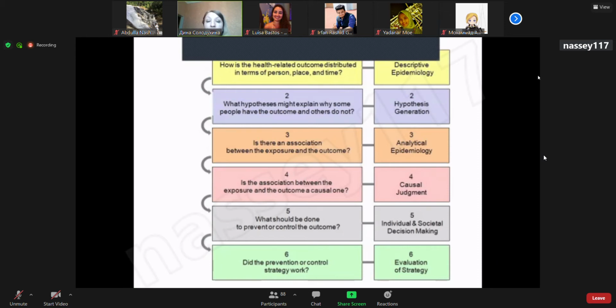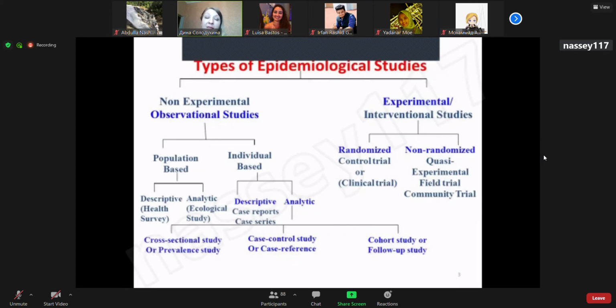Now we have to discuss the main types of epidemiological studies. According to this scheme, there are two main types of epidemiological study design. Sometimes you can be confused with the term epidemiological because partially some of the studies belong to the clinical group of studies. But let me explain and ensure that it's not a mistake.